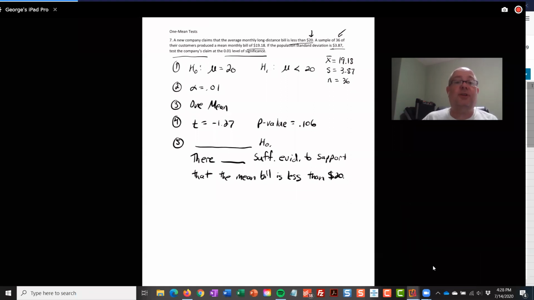So the t statistic is -1.27, the p-value is 0.106. Because that is not below 0.01, we fail to reject H0. And that means that there is not enough evidence to support H1, that the mean bill is less than 20.